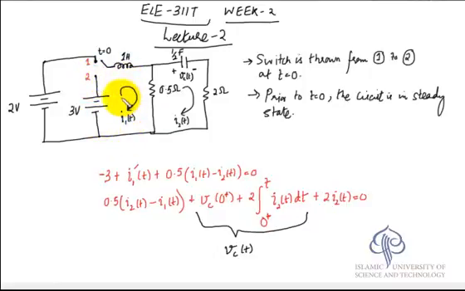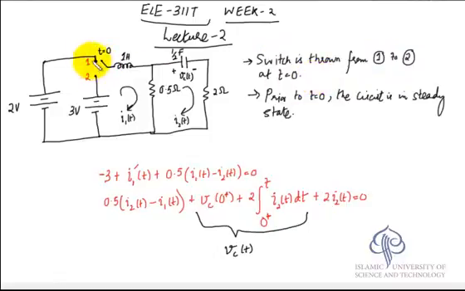And we have labeled the mesh currents. This is I1(t), this is I2(t). You have an inductor, 1 Henry inductor, a resistor 0.5 ohms, 2 ohms resistor, a capacitor half farads, and then you have two sources. The switch is thrown from 1 to 2 at t is equal to 0.